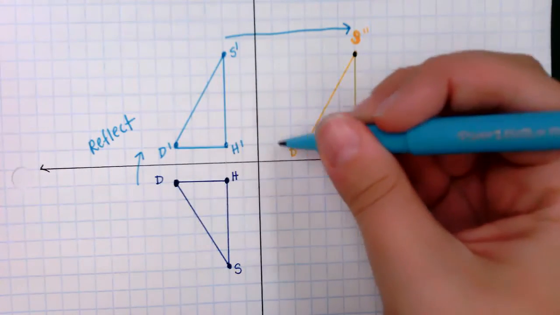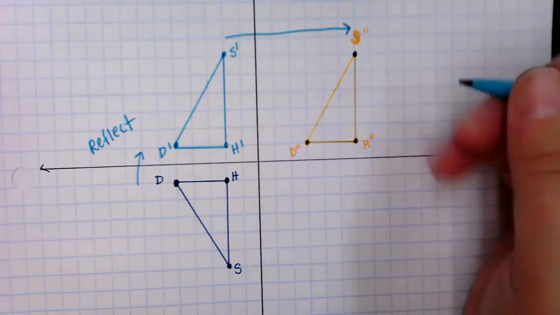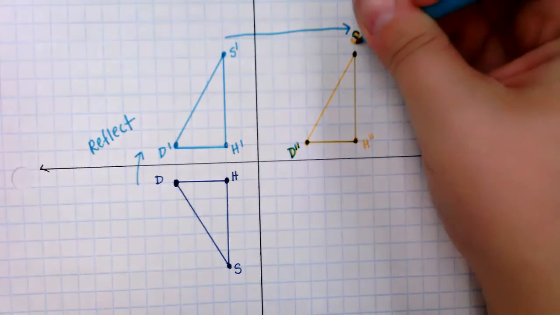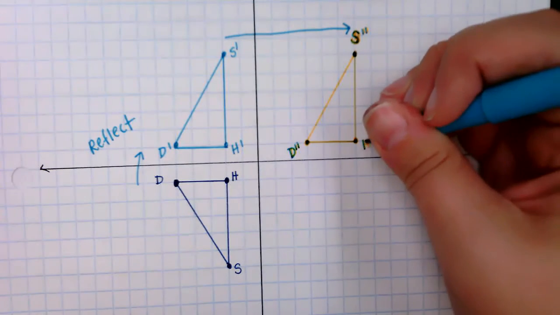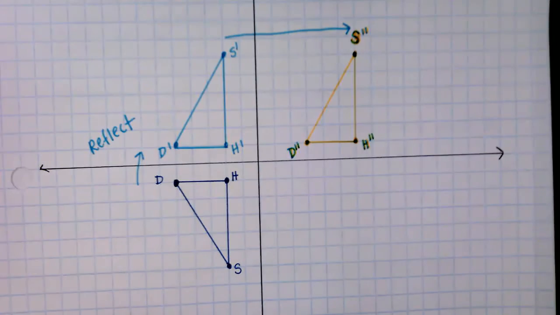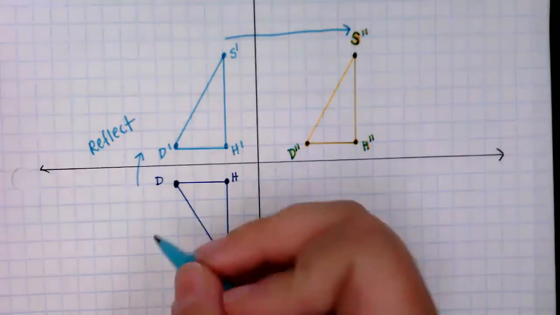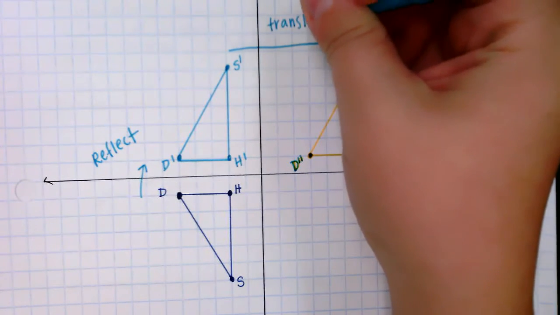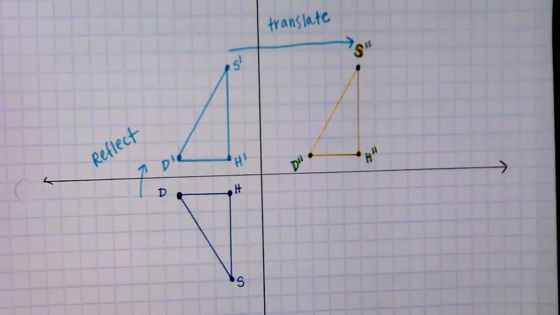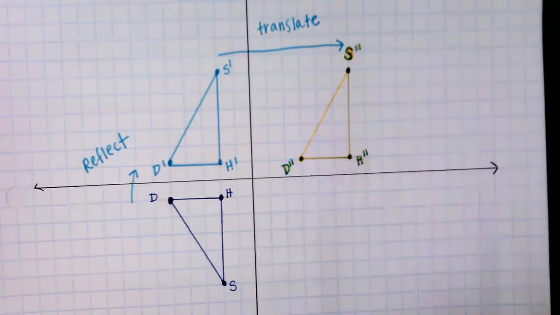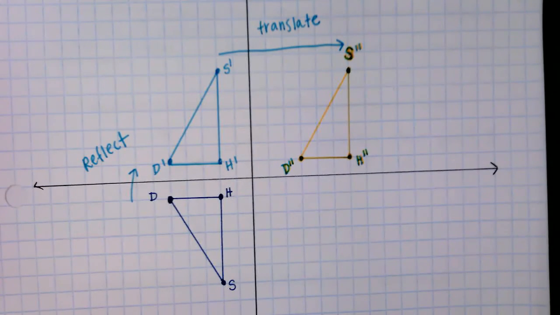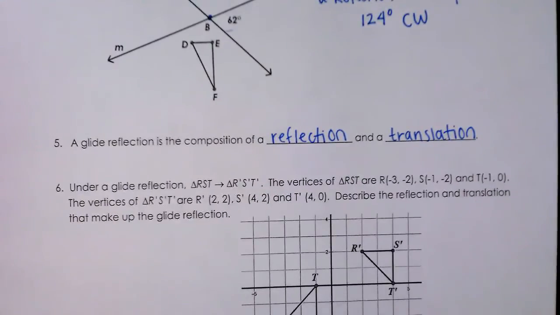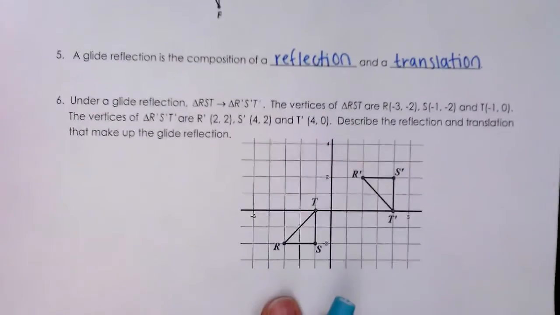Same thing with D. They should all land on D double prime, S double prime, H double prime. And so we have a reflect and then a translate. And together they make up a glide reflection. So when we look at these glide reflection problems, you might see one similar to how I had it drawn.